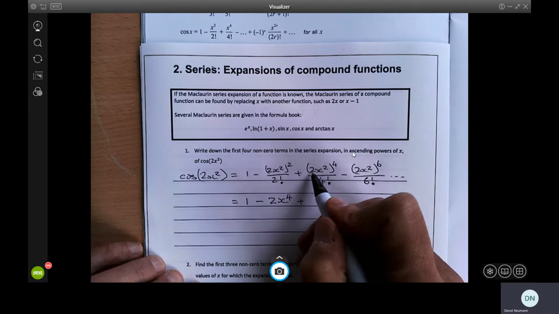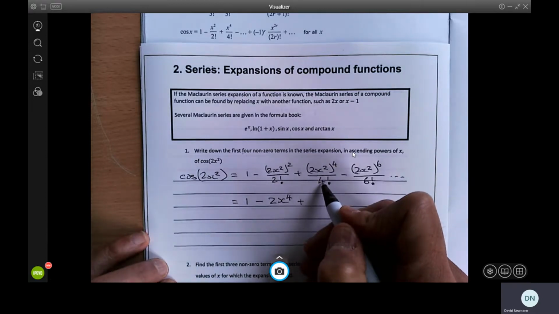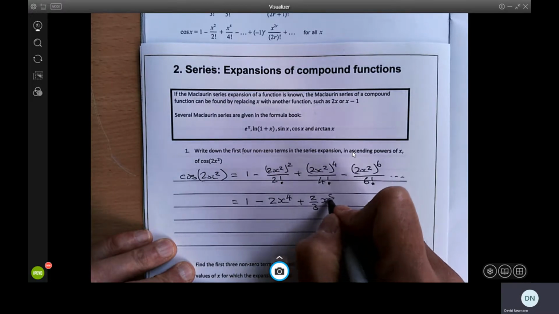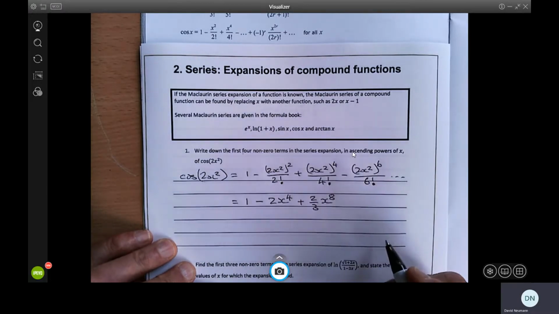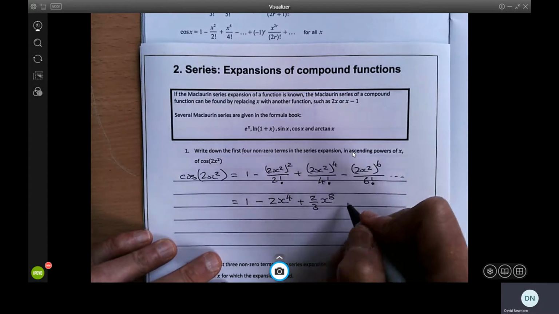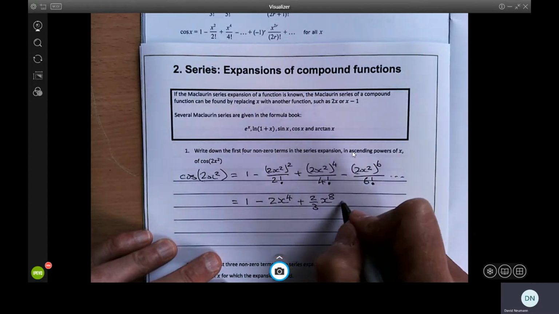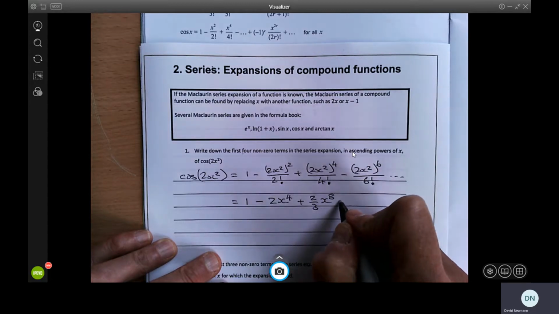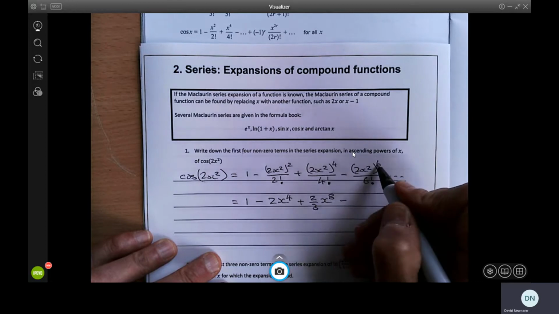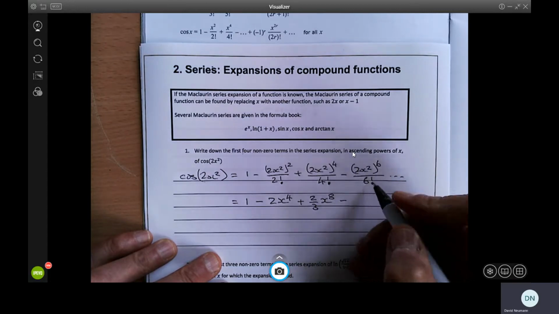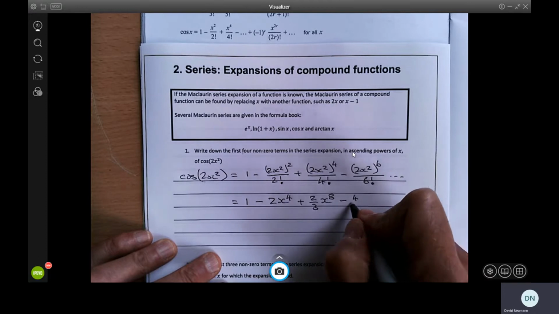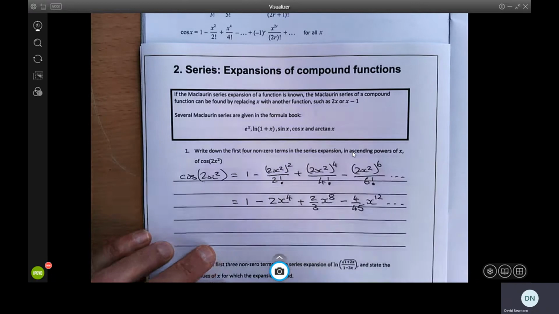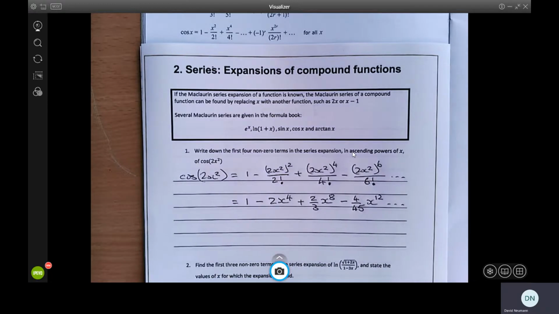plus, this is going to be 16 over 24, which is 2/3 x to the power of 8. If you can't do these fractions in your head, just do them on the calculator. There's absolutely no reason why you need to be able to do them in your head, although it can be useful to do them in your head and check on the calculator. Minus, and again, this is going to be 2 to the power of 6 is 64, 6 factorial is 720, and that simplifies to 4 over 45 x to the power of 12. So there's our first expansion.